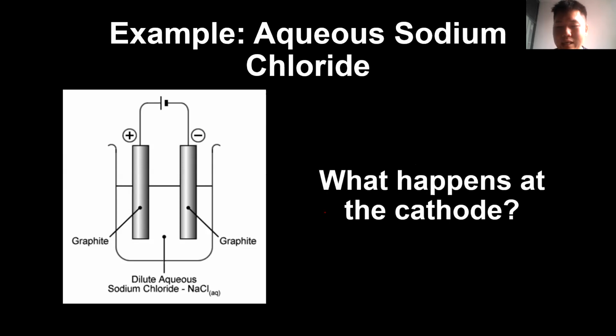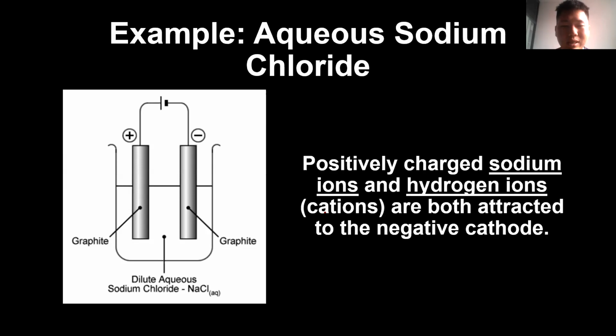Now take a look at the cathode. What happens at the cathode? Positively charged sodium ions and hydrogen ions are attracted to the negative cathode. In this solution, we have Na+, Cl-, H+, OH-. These two anions will go over here, and the Na+ and the H+ will move towards this negative electrode, which is the cathode over here. We know that OH- is preferentially discharged here.